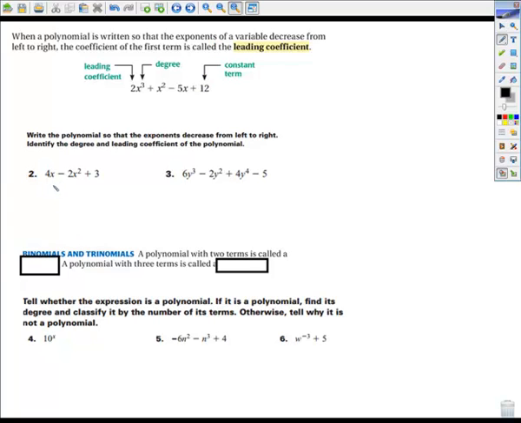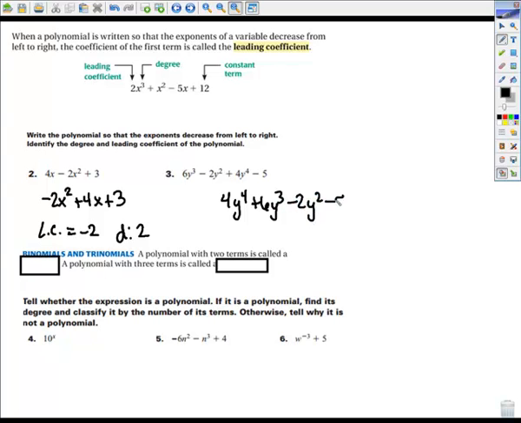So let us go ahead and put some of these in order. So my highest degree is negative 2x squared. So there's my first term, followed by a 4x, followed by a 3. The leading coefficient here is the negative 2. And it wants to know the degree, and this is a degree of 2 because 2 is the highest degree. Next, we have 4y to the 4th plus 6y to the 3rd minus 2y squared minus 5. So the leading coefficient here is the 4, and it also has a degree of 4.